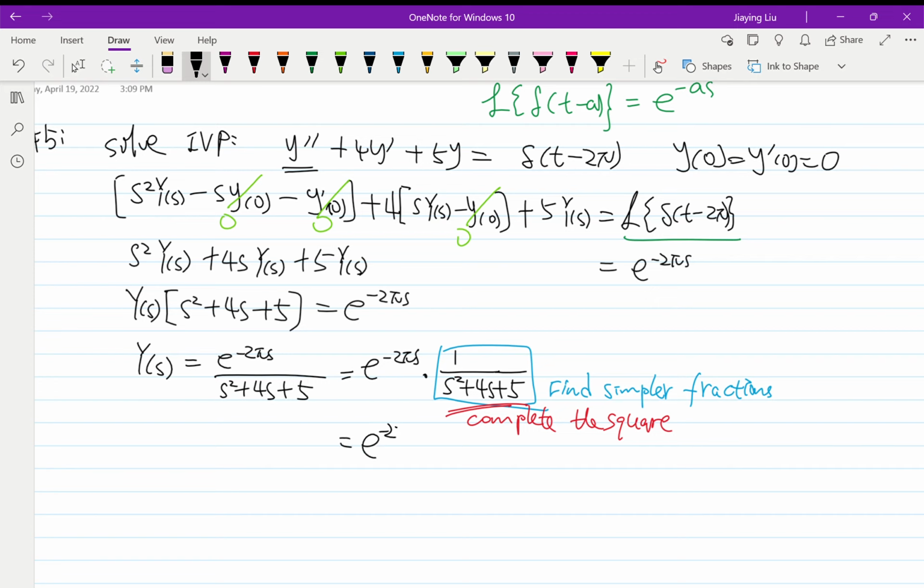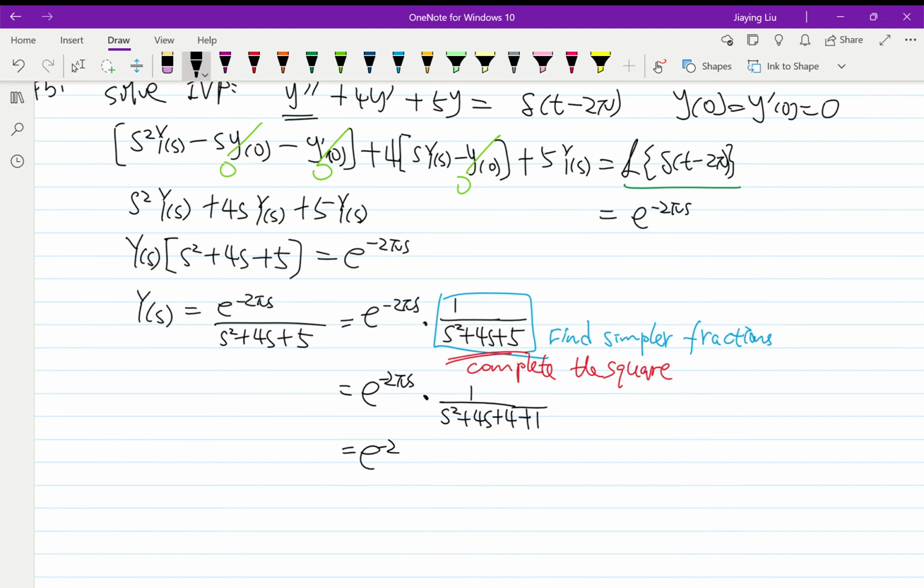Let's leave this e to the negative 2 pi s. And if we complete the square in the denominator, the numerator is just 1. The denominator will give us what? It gives us s squared plus 4s. And this is s squared plus bs, so we need b over 2 squared, that's 4 over 2, that's 2 squared, 4, so we need a positive 4 there. We have a positive 5, so we're going to split it into a positive 4 and a positive 1. So e to the negative 2 pi s times 1 over s plus 2 squared plus 1.